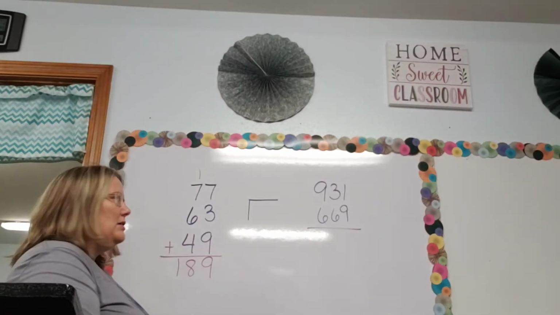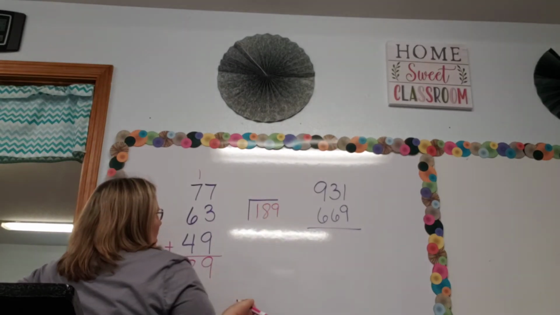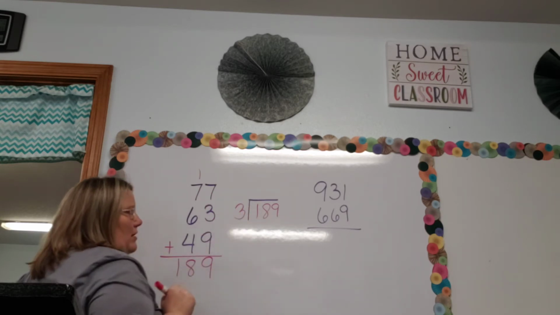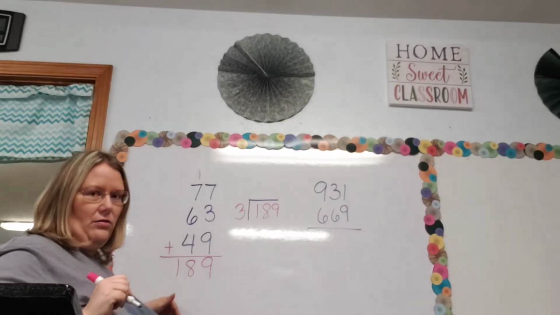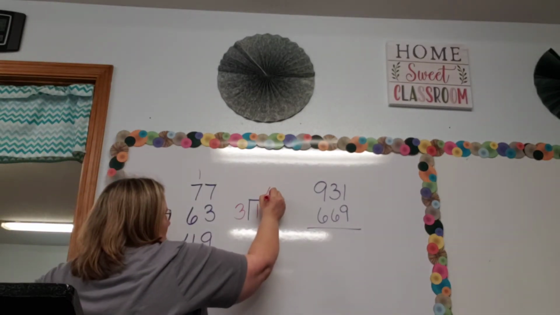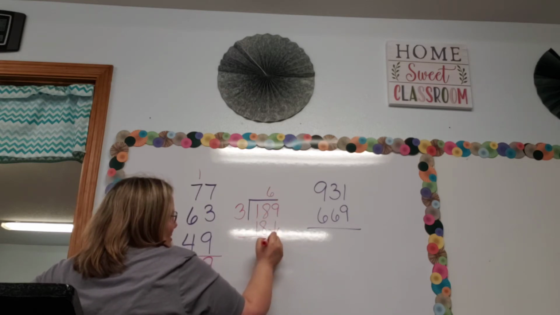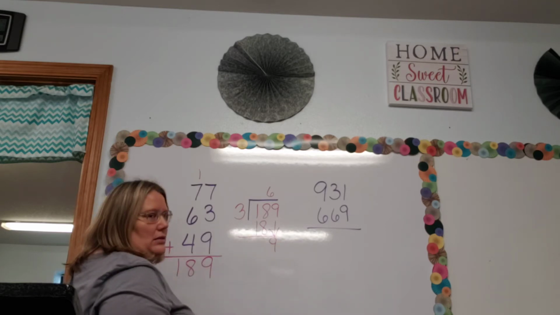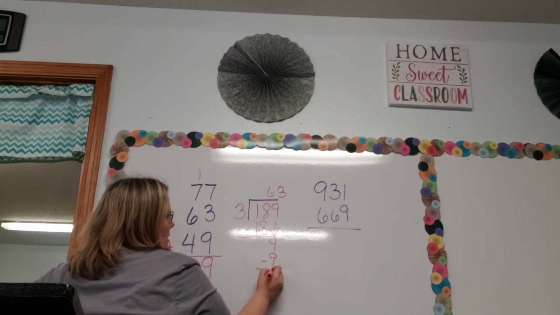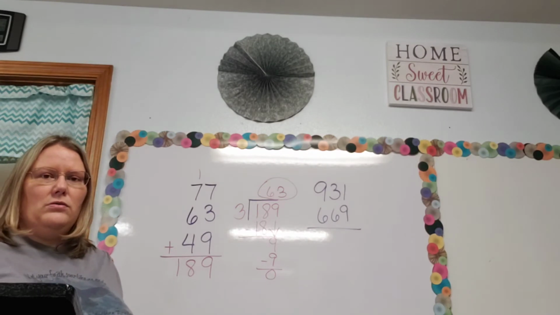Okay, now I'm going to take my 189 and put it inside the box. And then I have 1, 2, 3 numbers. That's the number I'm going to divide it by, the numbers that I added together. So I'm going to take 3 into 18. 3 goes into 18 6 times. Subtract. Drop the 0, 9. 3 goes into 9 3 times. 3 times 3 is 9. Subtract, I'm done. I circle my answer. That is how you answer those.